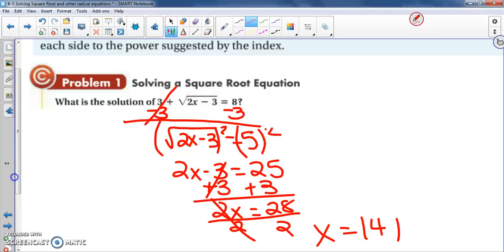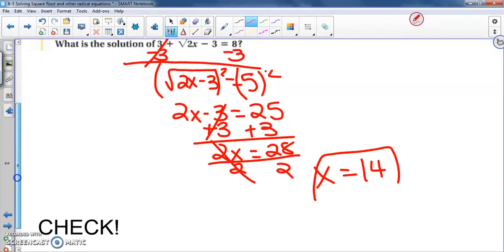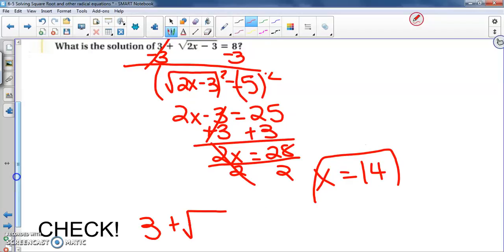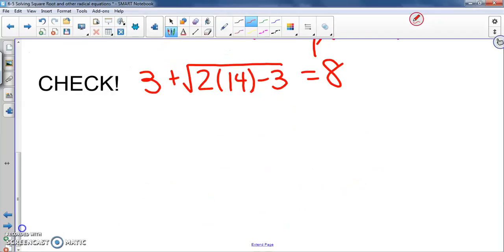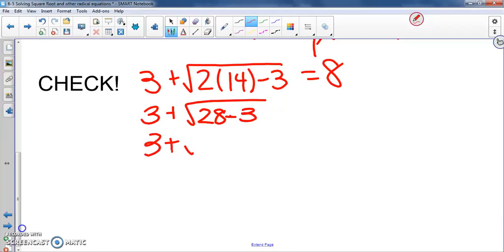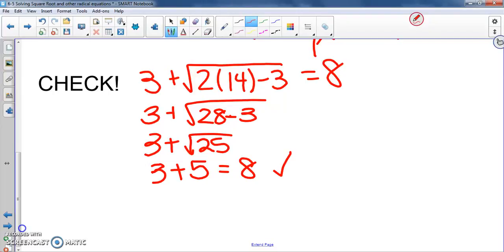Once I have my solution, I need to check by plugging it in. So in my check, I am going to do 3 plus the square root of 2 times 14 minus 3 is equal to 8. 2 times 14 is 28, minus 3, 3 plus the square root of 25. So 3 plus 5 is equal to 8. Yes.